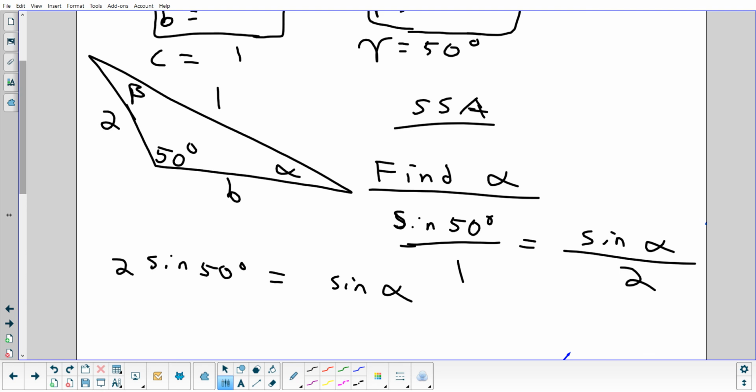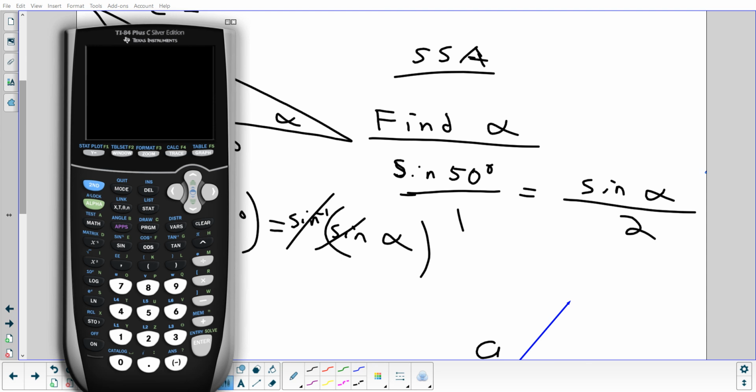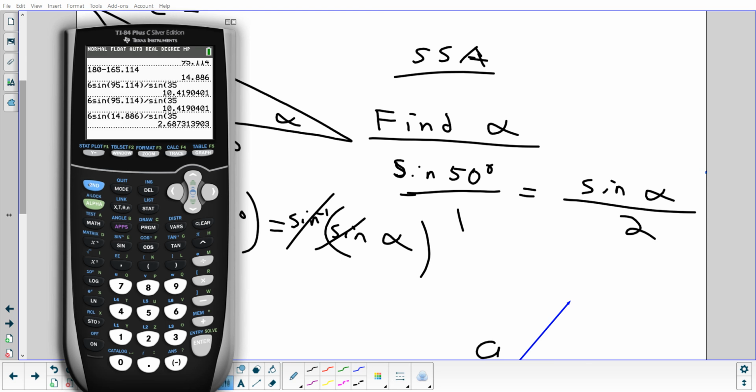And Madison, to get alpha by itself, what do we do? You take the inverse sine of both sides. Yep. Take the inverse sine. That's gone. And let's do the inverse sine of 2 sine 50. Close my parentheses. This time I got a domain error.